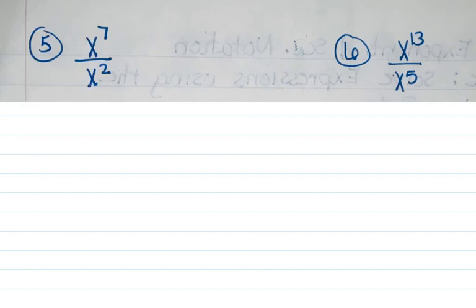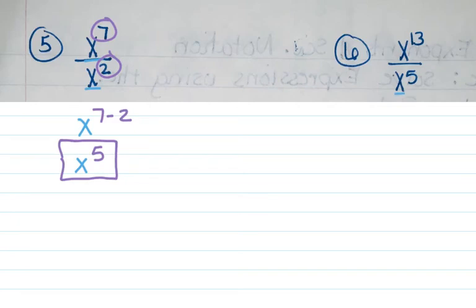So for number 5, I have a like base of x, and my exponents are 7 and 2, so I'm going to get x to the 7 minus 2. So this would simplify to x to the 5th.